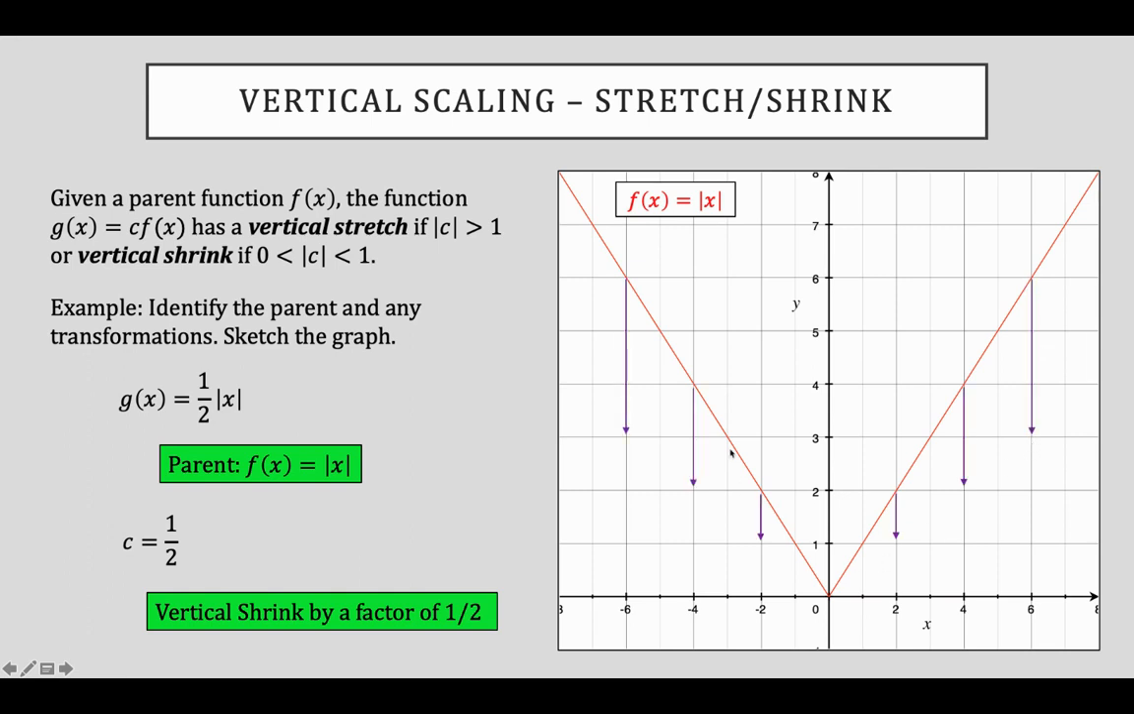So again, every single y-coordinate on the graph of my parent function gets multiplied by this value of c. That will give me the graph of g of x, which is g of x equals 1/2 times the absolute value of x. So those are your vertical scalings. Notice you have vertical stretches and vertical shrinks. Vertical stretches will pull your y values away from the x-axis. Vertical shrinks will pull the y values of the parent function towards the x-axis.